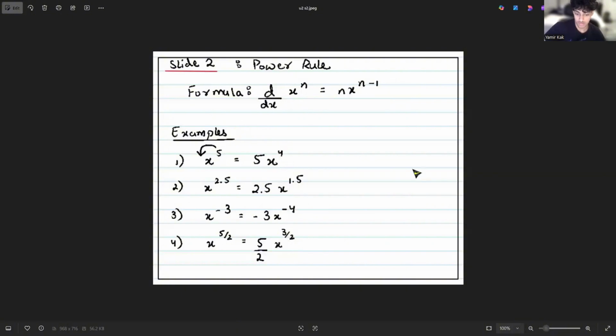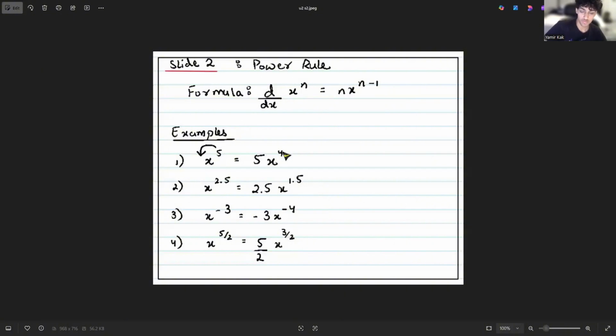Now, what if our exponent is a decimal? When we have x to the power of 2.5, the rule will still work. d over dx of x to the power of 2.5 is equal to 2.5x to the power of 2.5 minus 1, which becomes 2.5x to the power of 1.5. So it's generally so easy.